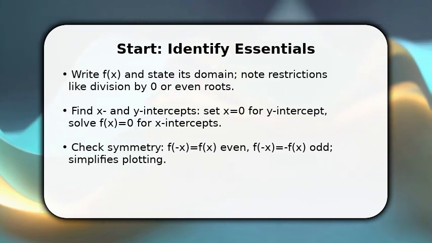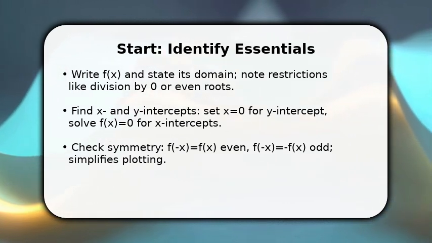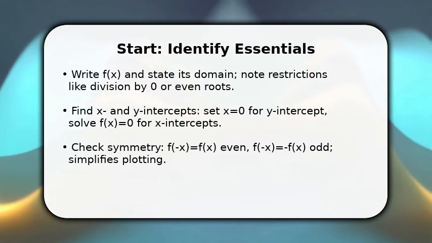Make a small table of x values around intercepts and discontinuities so you can plot reliable points immediately. You should now reveal the curve story.